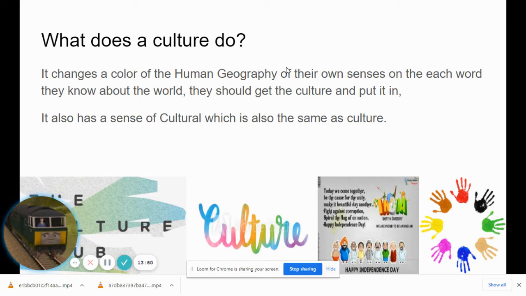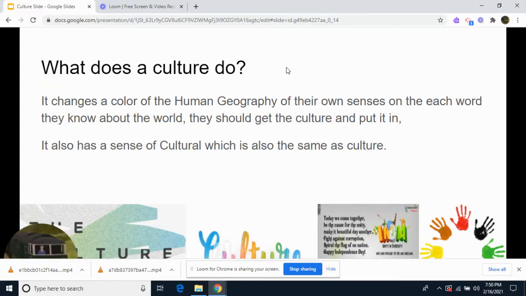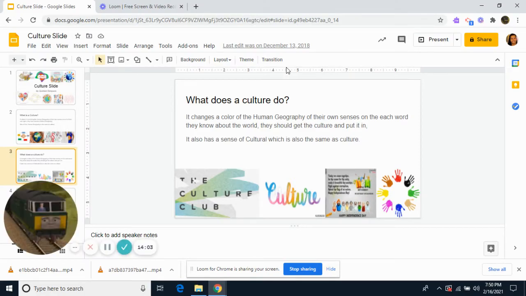Today we come together to be the cause for unity, make a beautiful day, and never fight against corruption. Spirit of the flag of our nation. Happy Independence Day. All right, I'm going to stop screen sharing.